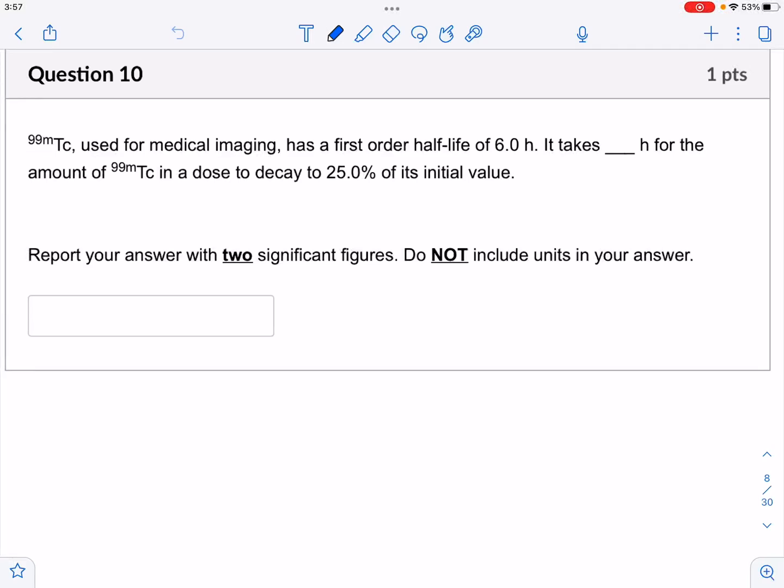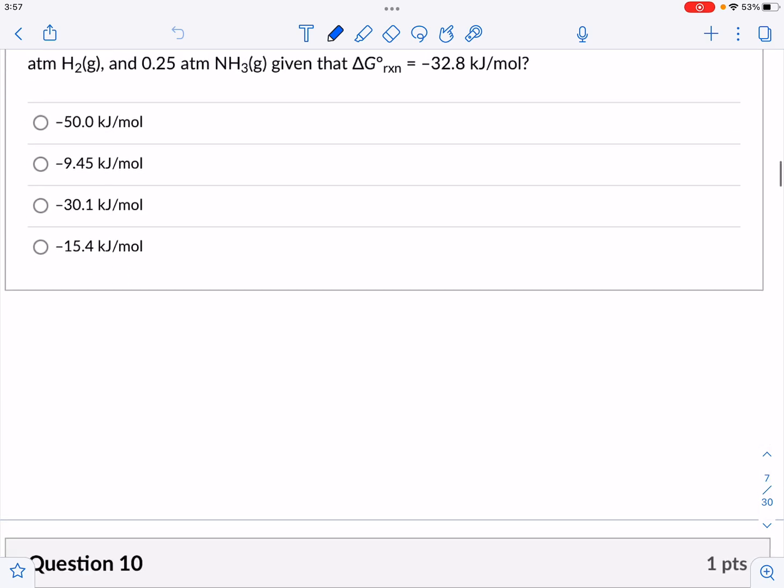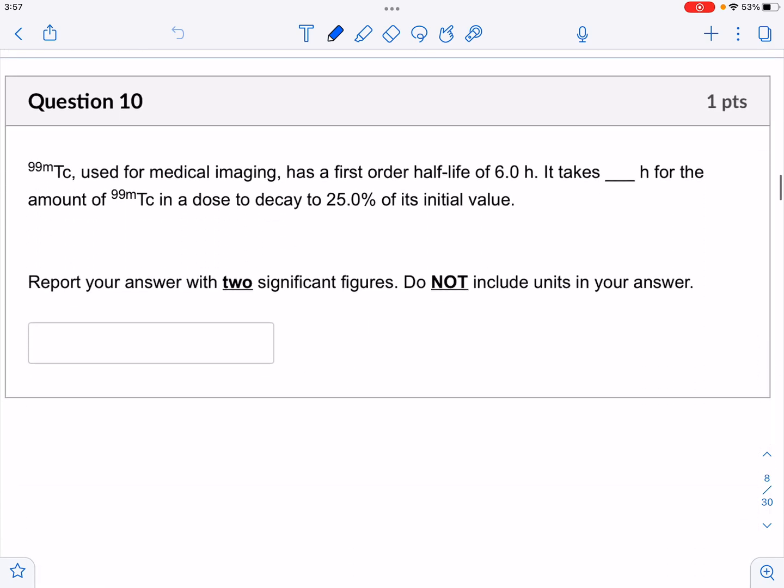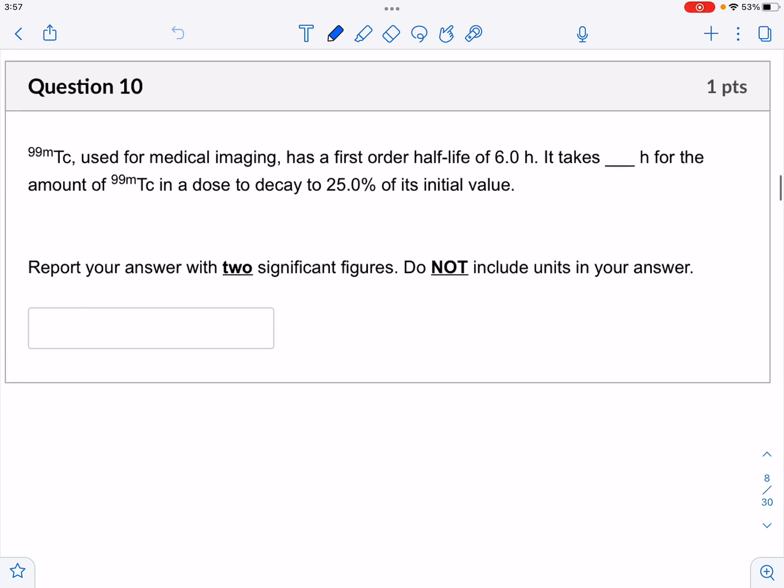This is the continuation of the review of exam 2. In class I went all the way to question 28 depending on the section. So let's continue with question number 10. In this case we have this isotope technetium-99, which we don't really care about.